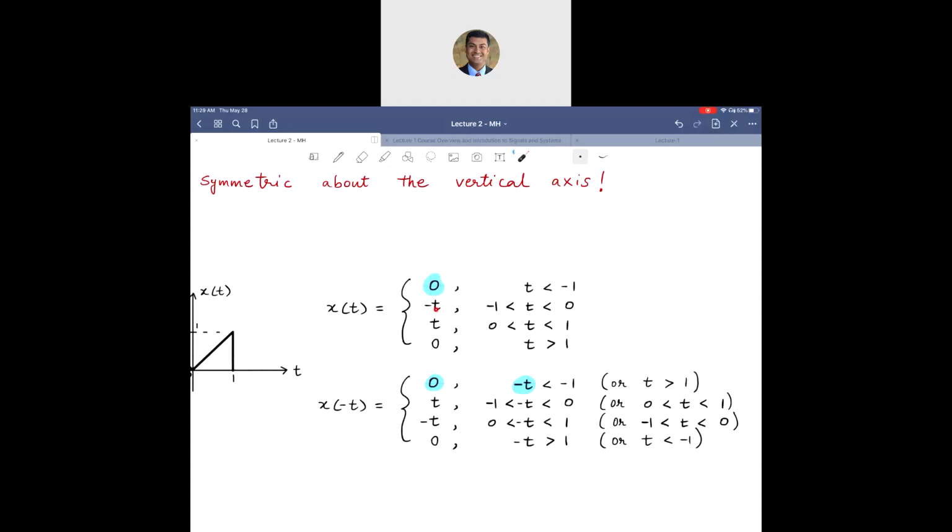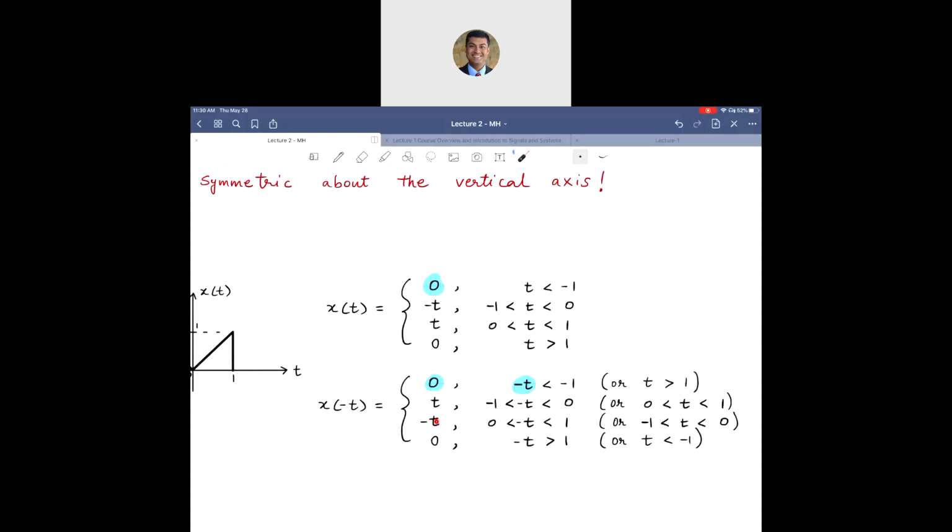Next, -t will become t. -1 remains as is. T becomes -t. 0 remains as is. Multiply this inequality by -1. You get 0 less than t less than 1.